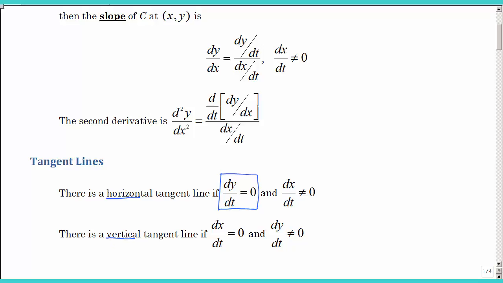However, the slope of a vertical line is undefined. So how does that work? Well, this comes from the denominator, and if the denominator is 0, that's undefined. And so we will have a vertical tangent line if our derivative of x with respect to t is equal to 0. Now, I must say that they cannot simultaneously be 0, or then we have some problems.